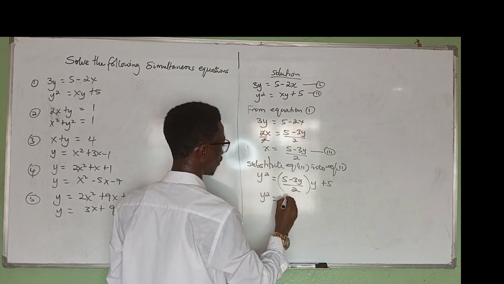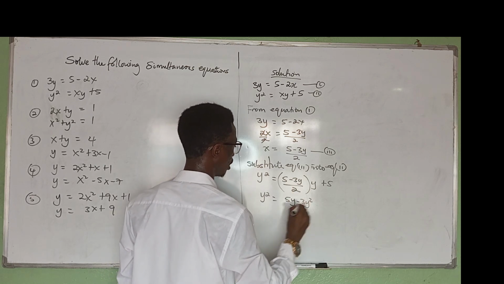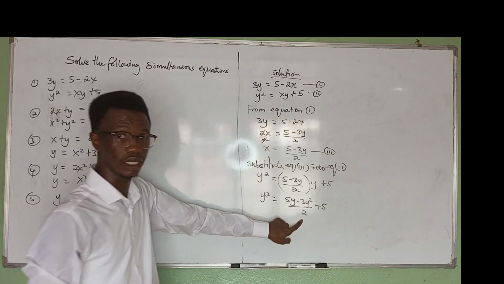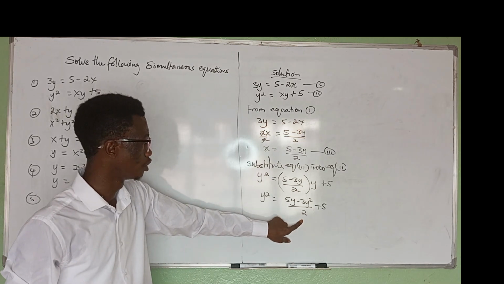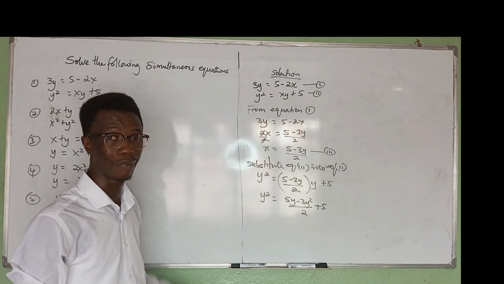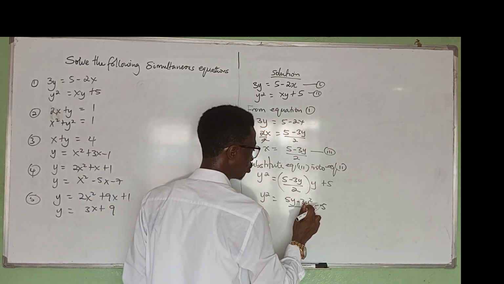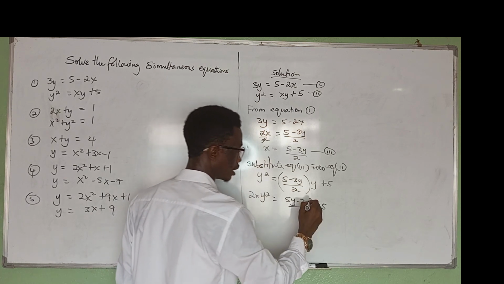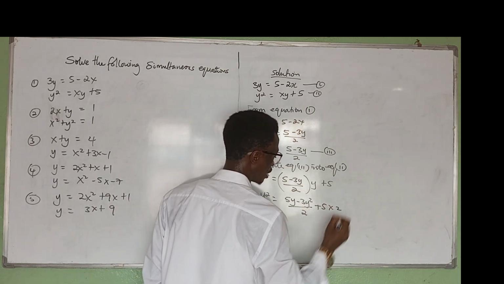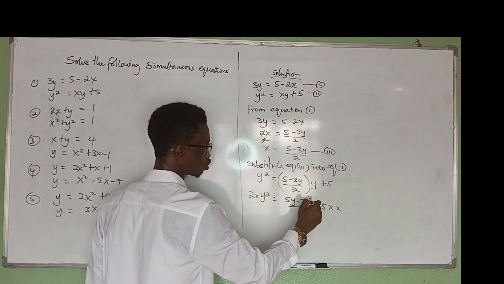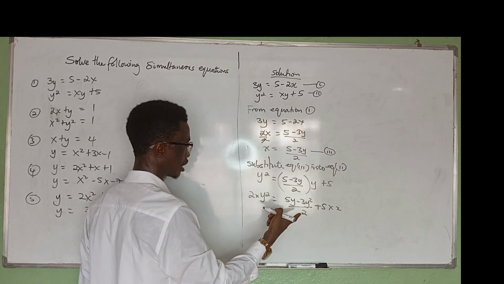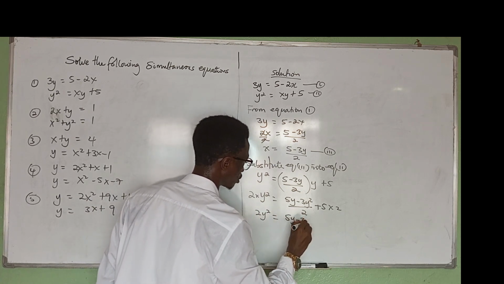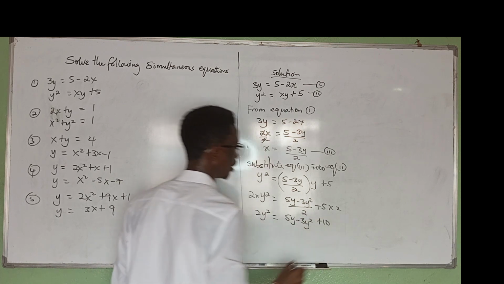So from this, if you multiply this out, you have y squared equals to 5y minus 3y squared divided by 2, plus 5. Now you want to take the 2 off here. So for us to do that, we multiply throughout by 2. So you multiply this by 2, this by 2, and this by 2. So we have 2 times y squared, and this again we multiply by 2, and this again by 2. If you multiply by 2 here, that 2 cancels. So we have 2y squared equals to 5y minus 3y squared plus 10.